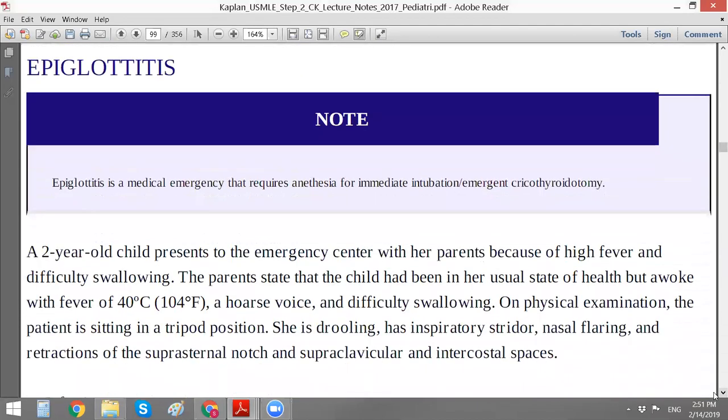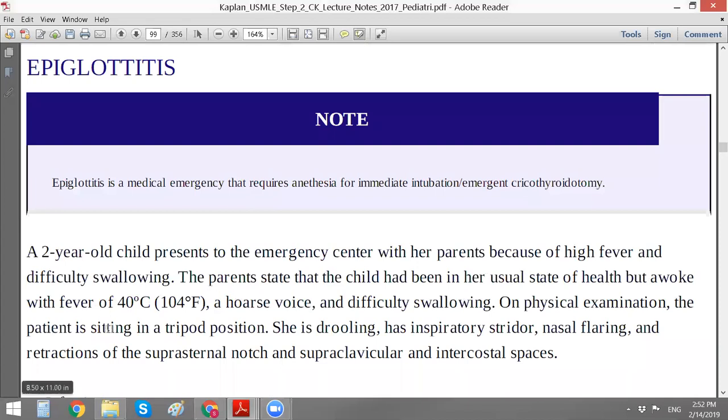Then we have epiglottitis. Epiglottitis is a medical emergency that requires anesthesia for immediate intubation and emergent thyroidotomy. A 2-year-old child presents to emergency with her parents because of high fever and difficulty swallowing. Difficulty swallowing is pathognomonic. Then drooling, and the child has been in usual state of health but awoke with this so suddenly. Very high fever, 104, a hoarse voice, difficulty swallowing.